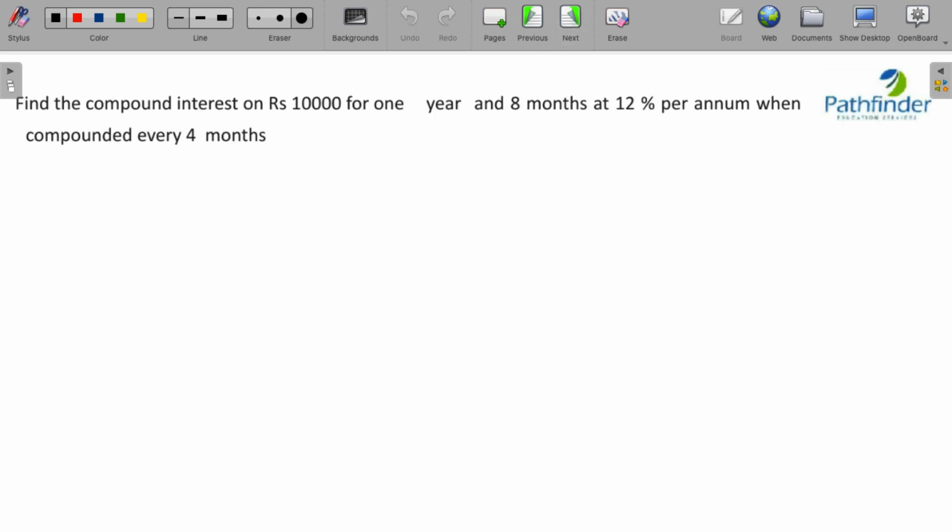Let us look at another question. Find the compound interest on 10,000 rupees for 1 year and 8 months at 12% per annum when compounded every 4 months. Now this is clearly the principal, rupees 10,000. And 1 year and 8 months is the total time. This is not the period of compounding, it is the total time.